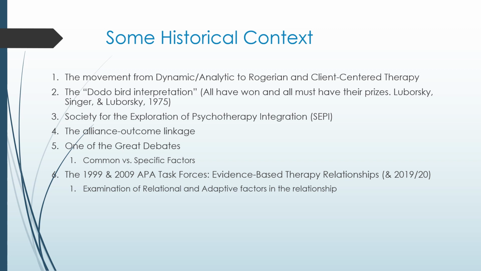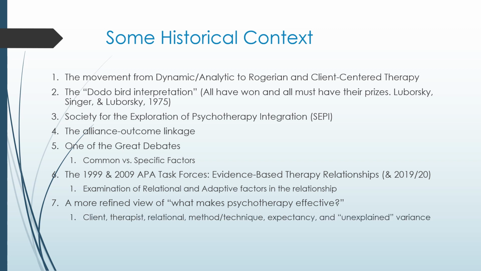If you're familiar with the term moderation variables in psychotherapy, these adaptive factors are moderation variables. How do I moderate my treatment based on some third variable that my client has or possesses or is, I don't know, or all of those? And all of this led us to what we think of as a more refined view of what makes psychotherapy effective, right?